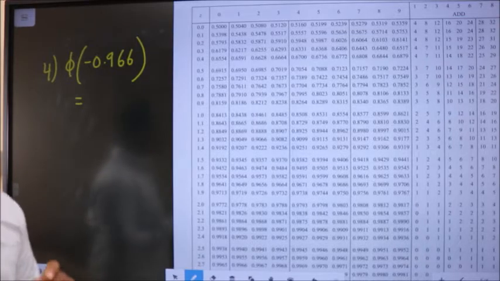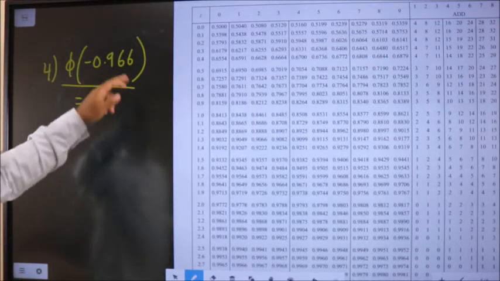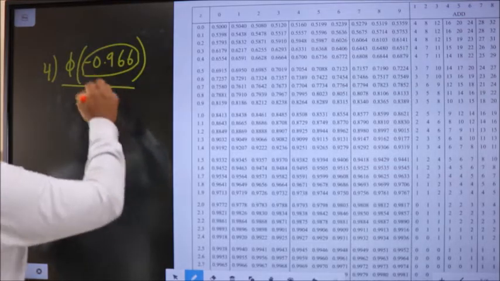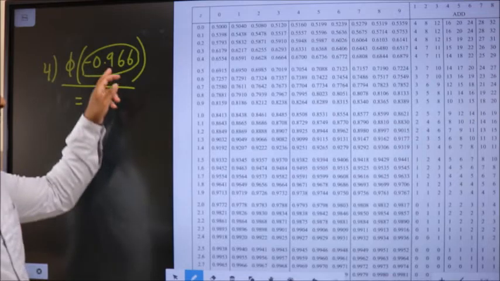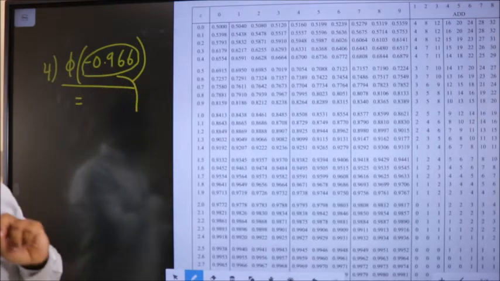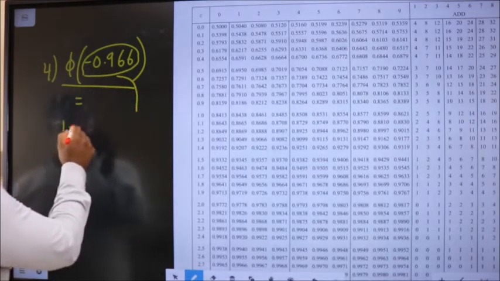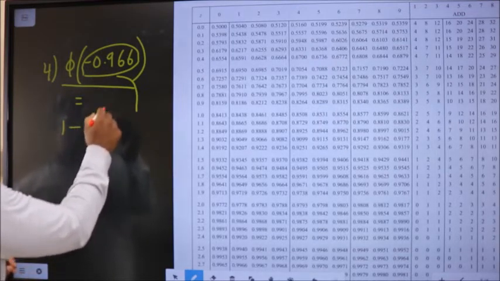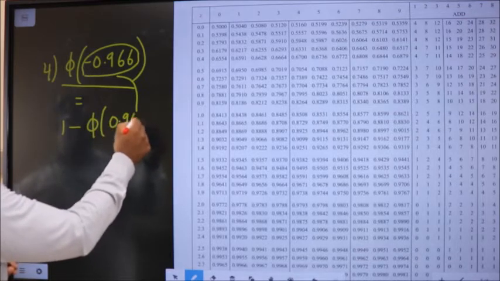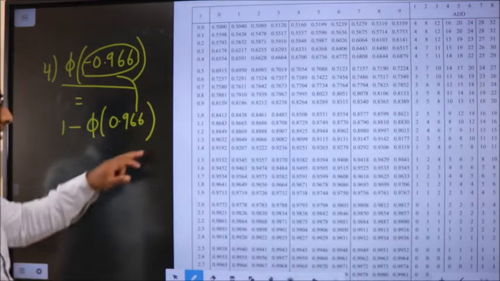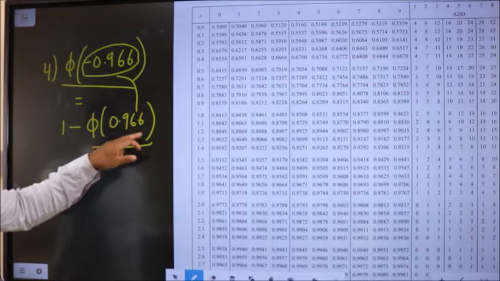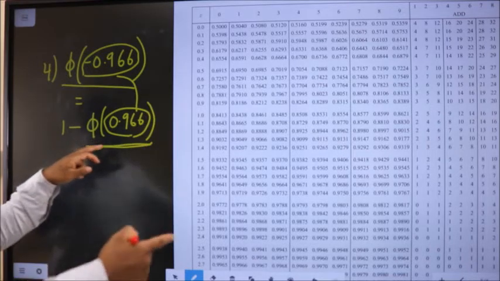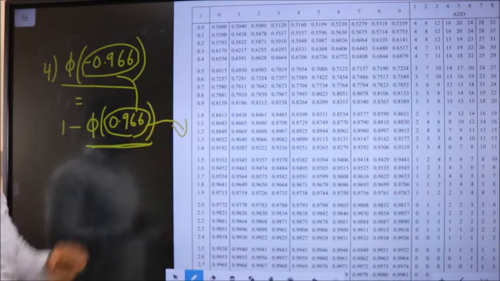I want to find out now phi of minus 0.966. It's negative, directly this table cannot be used. So this negative should be converted into positive. And to do that, we should do outside 1 minus. Only then this negative gets converted into positive value of z. Okay. Once this is positive, I can get this value. Once z value is positive, I can get phi of this by making use of this table.